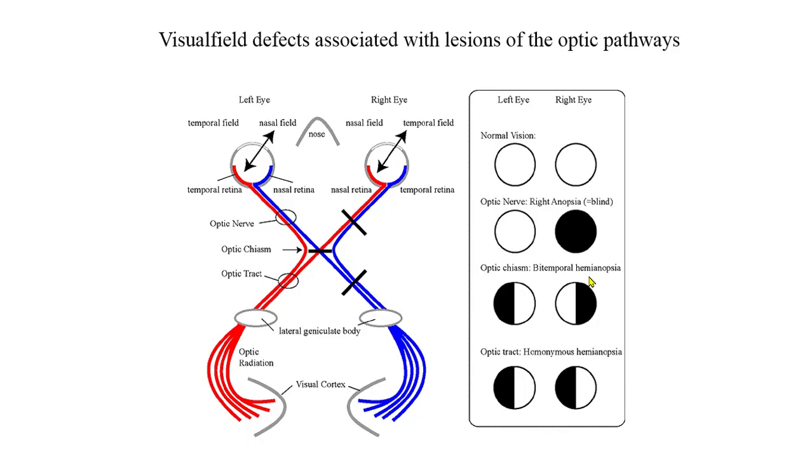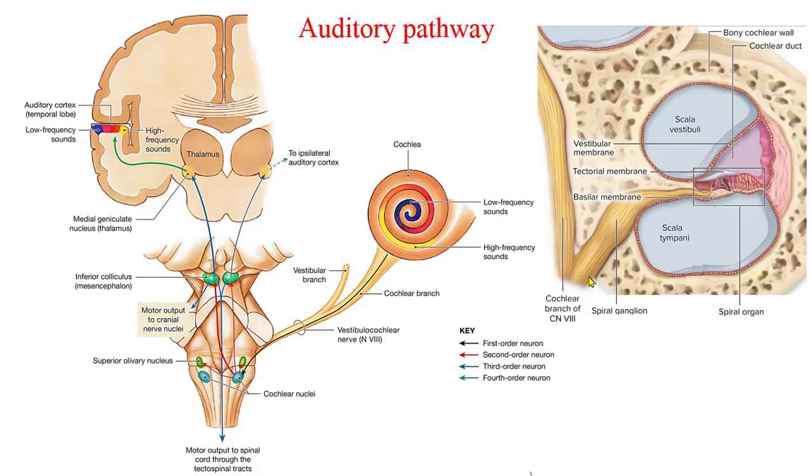Now let's talk about the auditory pathway. This is the auditory pathway. Hair cell stimulation activates sensory neurons whose cell bodies are in the adjacent spiral ganglion. Their afferent fibers form the cochlear branch of the vestibulocochlear nerve.